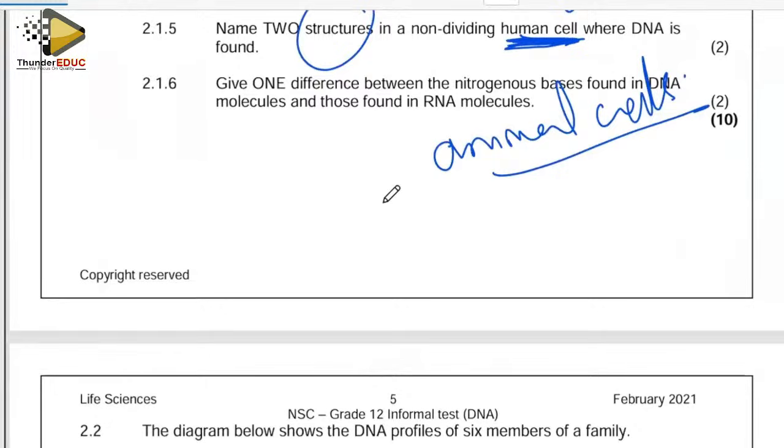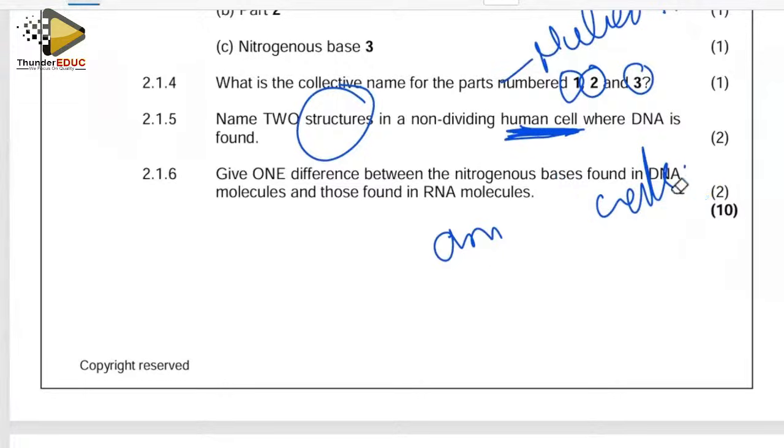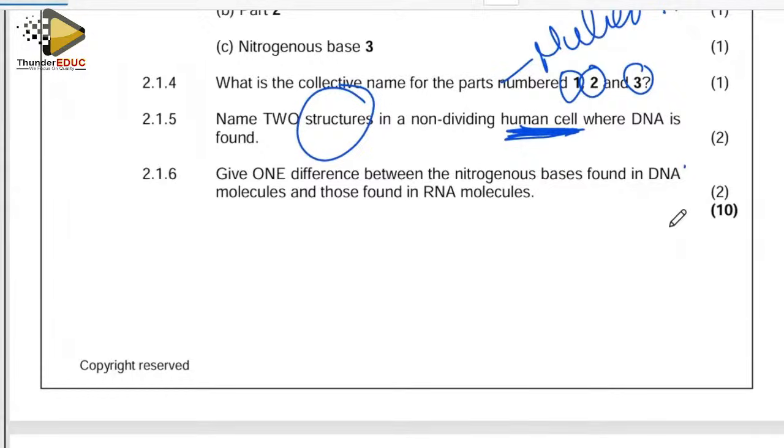Name one difference between nitrogenous bases found in a DNA molecule and an RNA molecule. It's uracil. DNA is what? Thymine. So it means that DNA has thymine, while RNA has uracil. Yes.